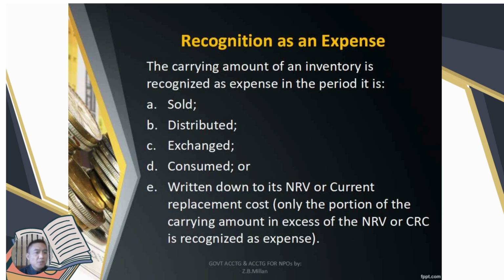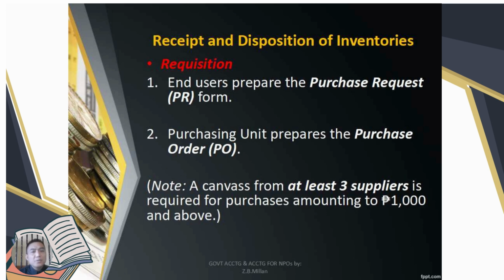Recognition as an expense, kailan po daw magiging expense po ang isang inventory? Kapag naibenta, letter A. Letter B, kapag na-distribute po. Letter C, kapag ipinalit, guys. Letter D, kapag nagamit. Letter E, written down to its NRV or current replacement cost. Only the portion of the carrying amount that exceeds the NRV or CRC is recognized as an expense.